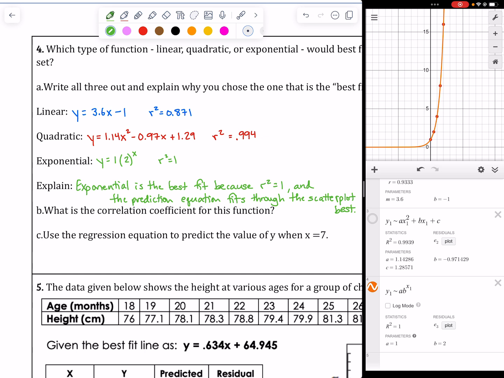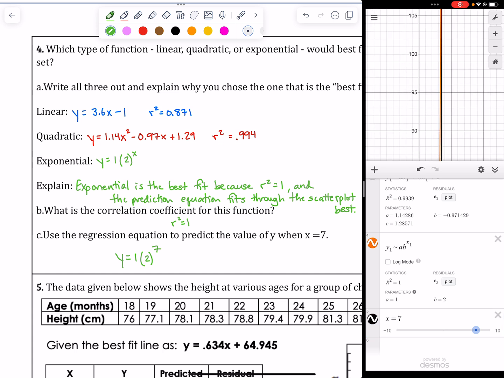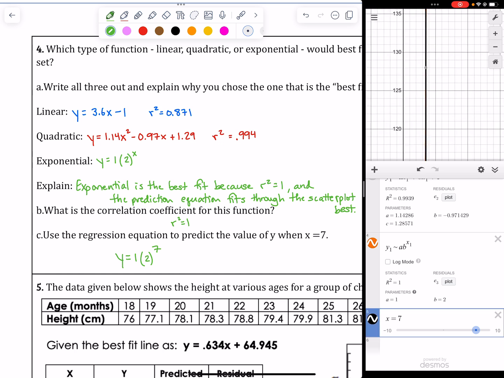What is the correlation coefficient for this function? So we already found that. That's the r squared equals 1. And then use the regression equation to predict the value of y when x equals 7. So you can just plug that in and say y is going to be 1 times 2 to the power of 7. And you can also just type in x equals 7, like we've done a few times already, and find it, let's see, up here at 128. So whether you just plug it into your calculator or you put it in Desmos, you get y equals 128. So that's it for number 4.